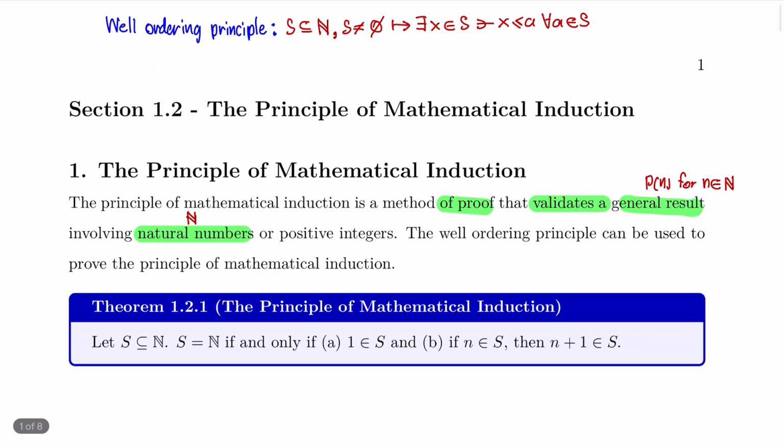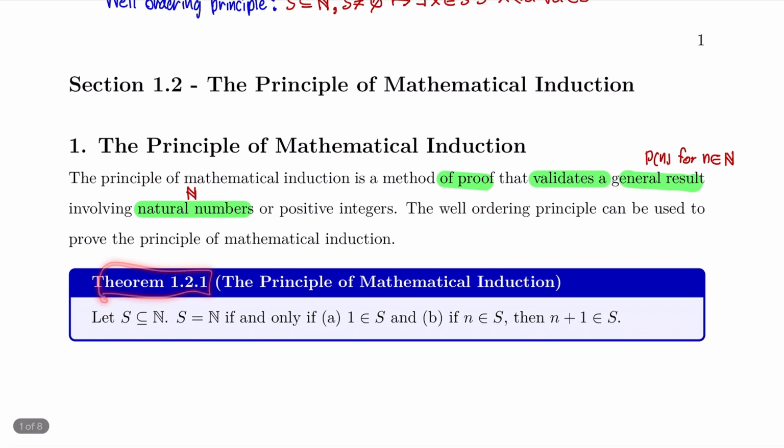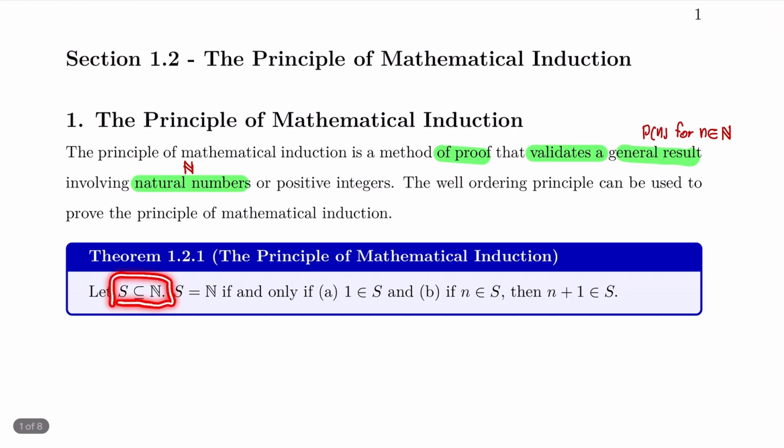And today we want to prove this theorem by using the well-ordering principle. And this theorem is the principle of mathematical induction. So let's take a look. Let S be a subset of the set of natural numbers. And then the set S is the set of natural numbers if and only if the first condition is true, which is A: 1 is in set S, and B: if n is in set S, n plus 1 is in set S.